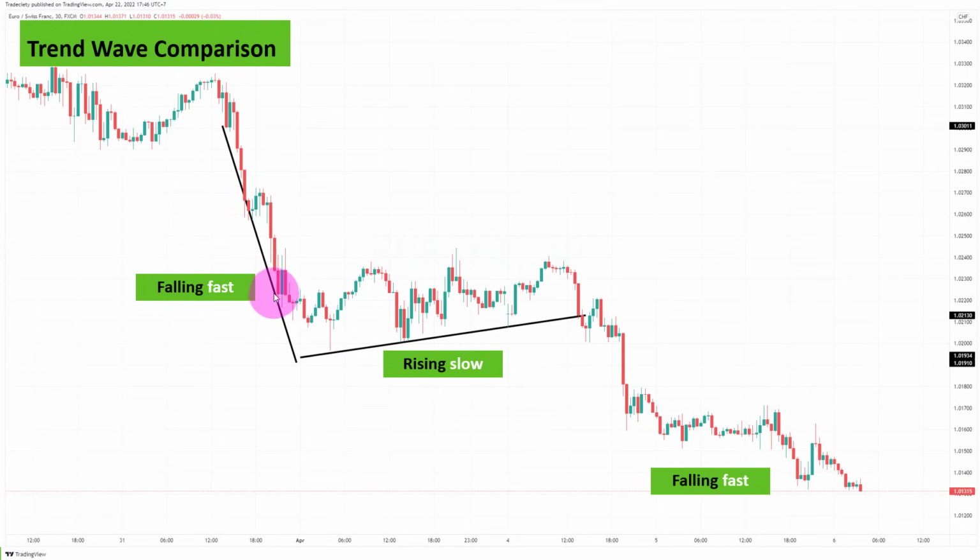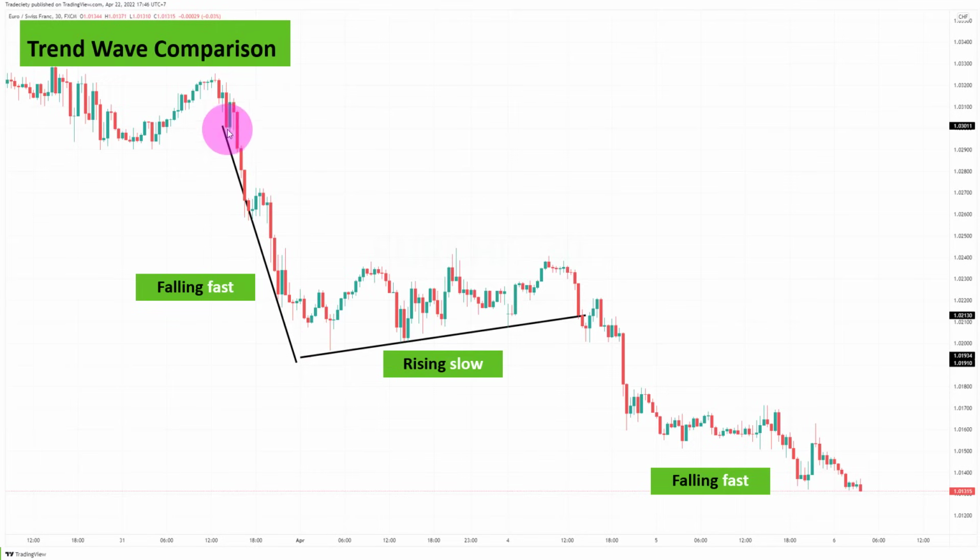So in this case, we have a lot of sellers here in the initial part, and we don't have a lot of buyers in the second part. And this is a very important piece of information, because trends, as I've said many times, don't just rise and fall in one straight line, but there's always this back and forth. And to understand this back and forth is one of the keys for trend continuation and trend following trading.